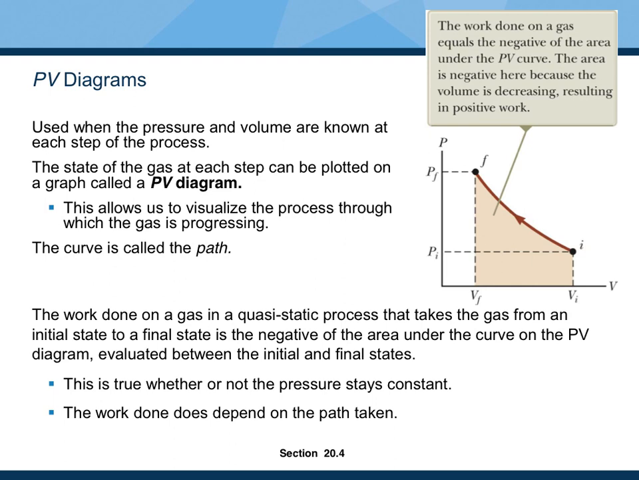The state of the gas at each step can be plotted on a graph called a PV diagram if the pressure and the volume are known at each step of the process. The curve here is called the path. The work done on a gas is equal to the negative of the area under this PV curve. The area is negative here because the volume is decreasing, resulting in positive work. Please note that the work done depends on the path taken.